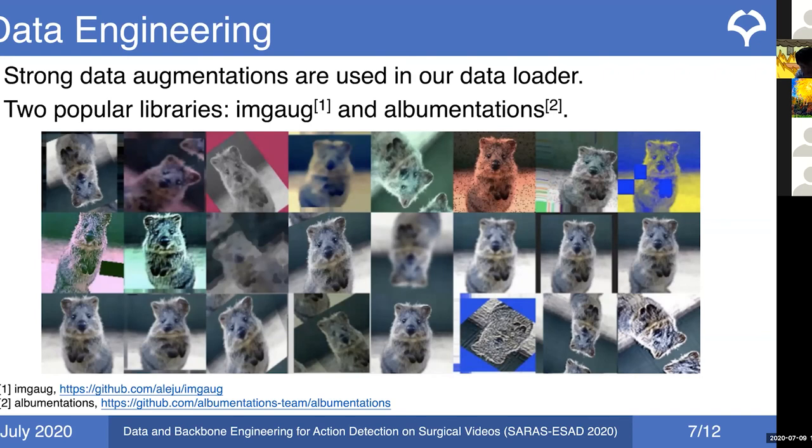So our second best score was obtained with simply ResNet 50 and data augmentation with no other modifications. So we think the data augmentation is very important for this task.